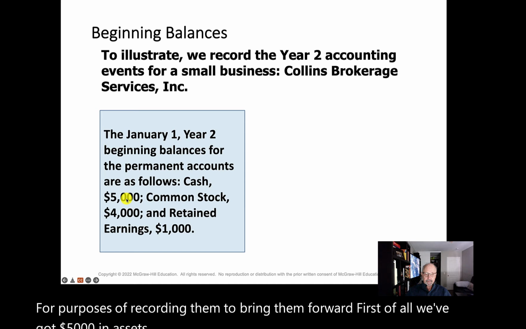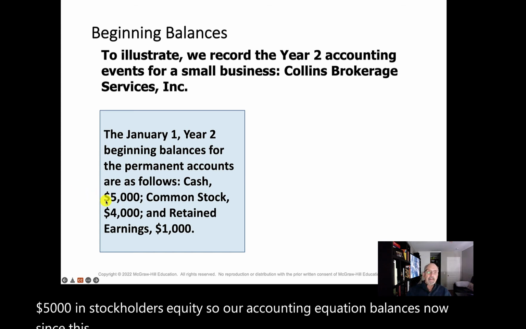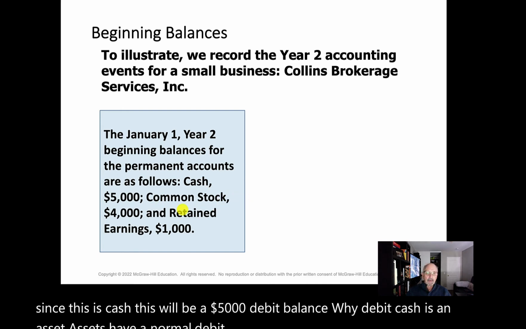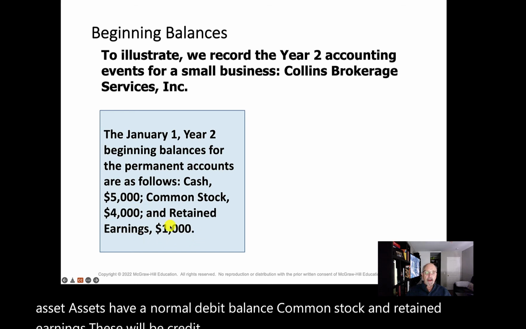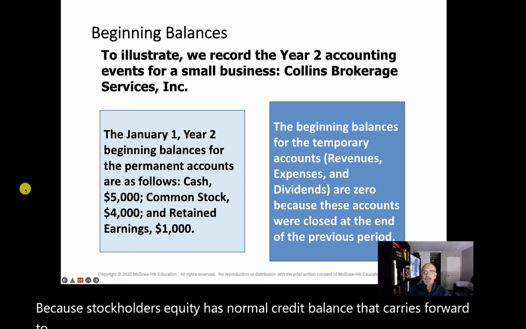Now, for purposes of recording them to bring them forward, first of all, we've got $5,000 in assets, cash, and $5,000 in stockholders' equity. So our accounting equation balances. Now, since this is cash, this will be a $5,000 debit balance. Why debit? Cash is an asset. Assets have a normal debit balance. Common stock and retained earnings, these will be credit balances for $4,000 and $1,000 because stockholders' equity has a normal credit balance. It carries forward to all the accounts.